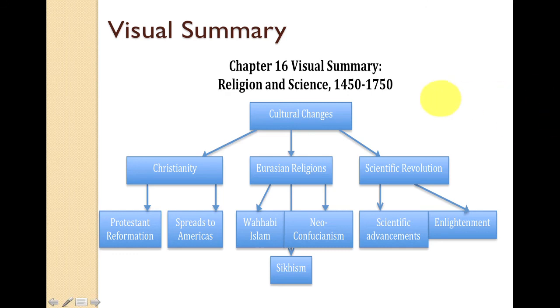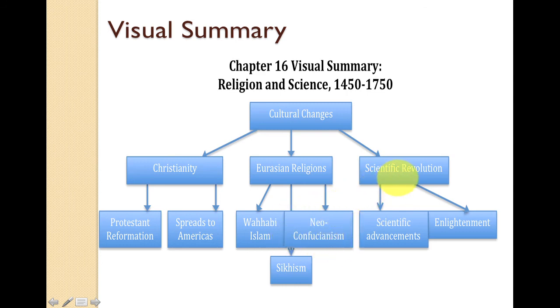In short, the chapter is about cultural changes, and there are three main sections in the chapter. The first is dealing with Christianity. And for Christianity, you learn about the Protestant Reformation and how Christianity spread to the Americas. Then you move over to Eurasian religions and focus on three main cultural changes there: Wahhabi Islam, Sikhism in the Mughal Empire, and Neo-Confucianism in China.